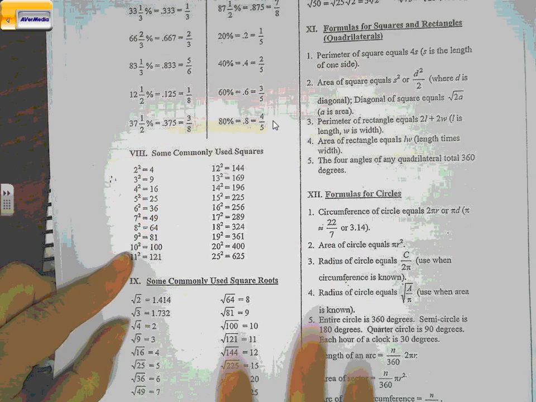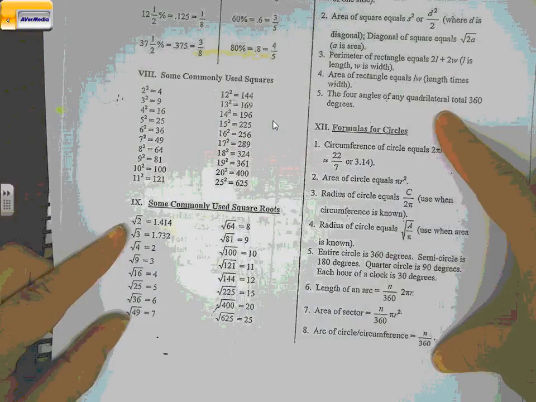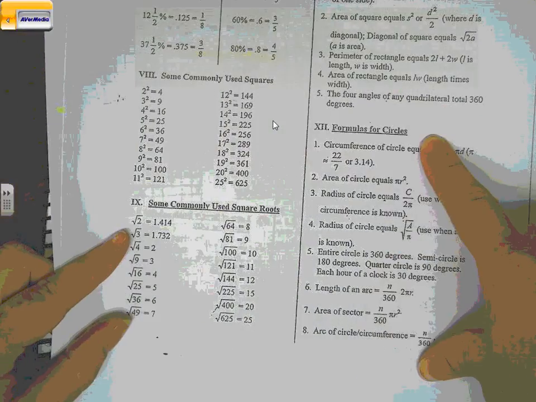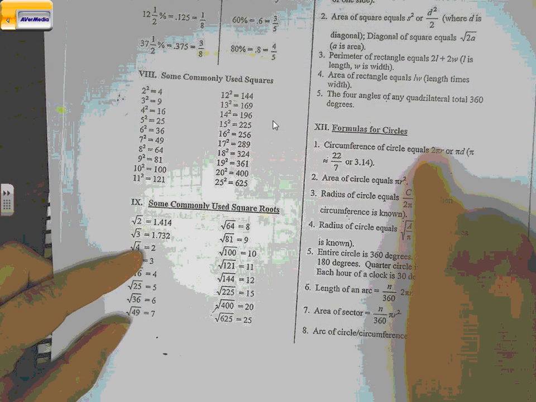Again, this page has a lot of great stuff on it, but nothing I would highlight. Part of why there's nothing I would highlight is all these formulas for circles you already highlighted on the last page. So they're great, but you just already highlighted them.